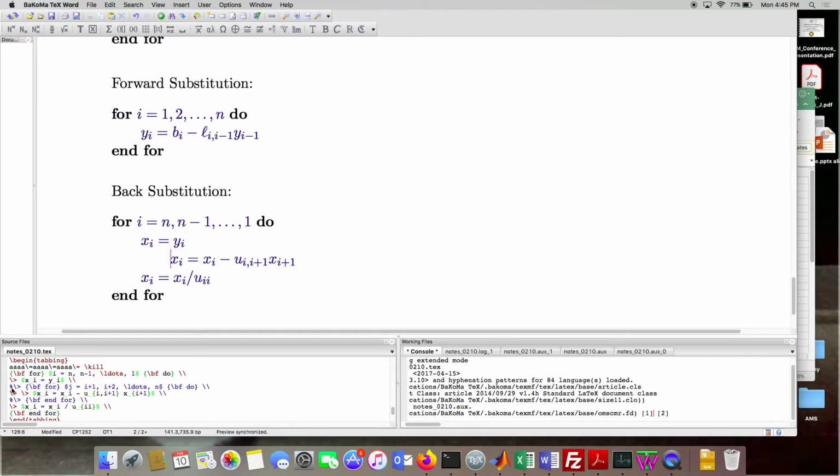So that loop is gone. And here too, I don't need this line that just sets x equal to y, the right-hand side. I can just put that down here because there's no more loop. Okay. And then we just have this one division here. So that's it. That's all the algorithm is reduced to when the matrix is tridiagonal.